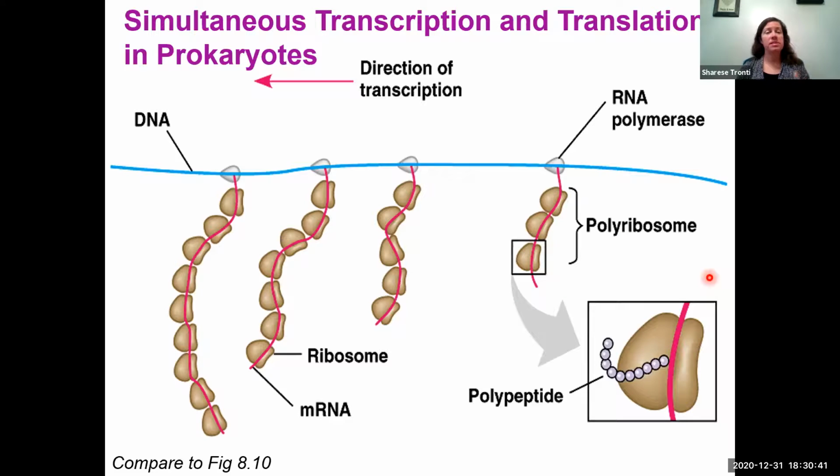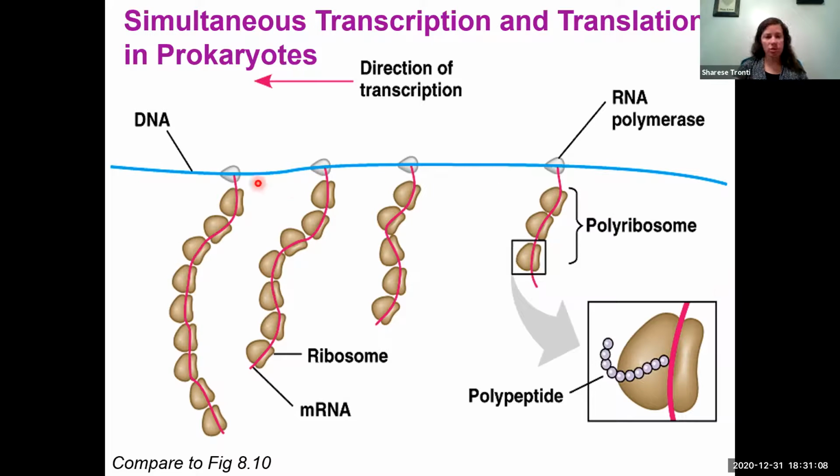All right. So this is specific for prokaryotes. In a eukaryote, we produce the mRNA, and that mRNA has to leave the nucleus, right? So transcription is going to happen in the nucleus. mRNA then has to leave the nucleus and go out into the cytoplasm, where it will then be translated. But in the prokaryotes, we don't have a nucleus. So both processes can happen simultaneously.